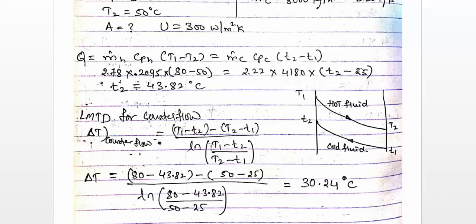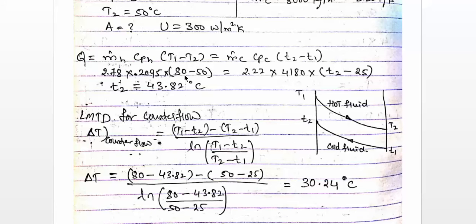As you can see here, 25 degree Celsius is the inlet temperature, but we don't know the value of T2 here. T2 is to be calculated first. So we know all the values here. So mass flow rate of the hot fluid is 2.78 kg per second, and specific heat is 2095 joules per kg Kelvin.